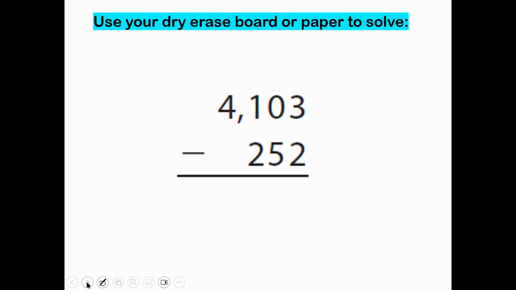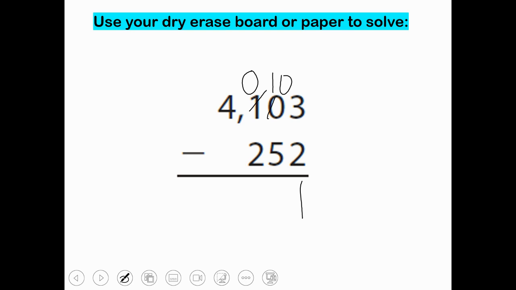All right, let's try again with borrowing. 3 minus 2 is 1. 5 minus 0, can't do it. I cannot take 5 from 0. So I'm going to go over to my neighbor. I'm going to borrow. That 1 becomes a 0. That 0 becomes a 10. 10 minus 5 is 5.